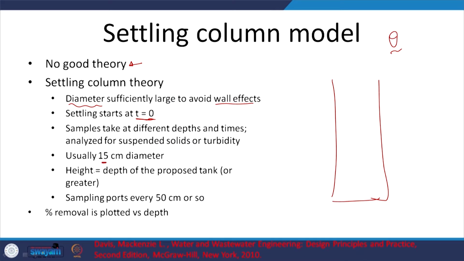Usually a 15 centimeter diameter is fine. The height is equal to the depth of the proposed tank or greater, that is what we typically try to do. Sampling ports are placed every 50 centimeters or so, and we looked at these kinds of plots in detail in the wastewater context. I request you to go back and look at it, but we will only briefly look at it. Percentage removal is plotted versus depth, but before that we have to interpolate, and I think we spent quite some time on that in that context.